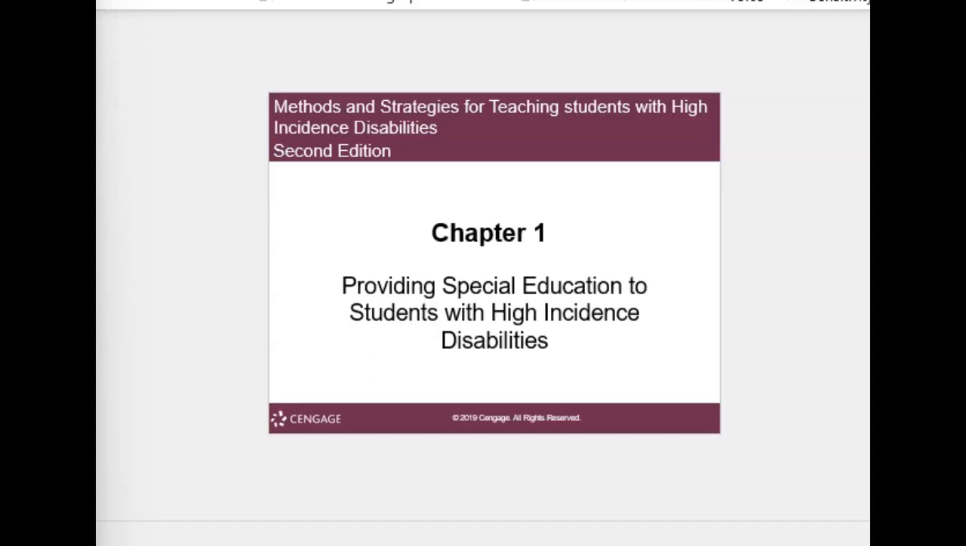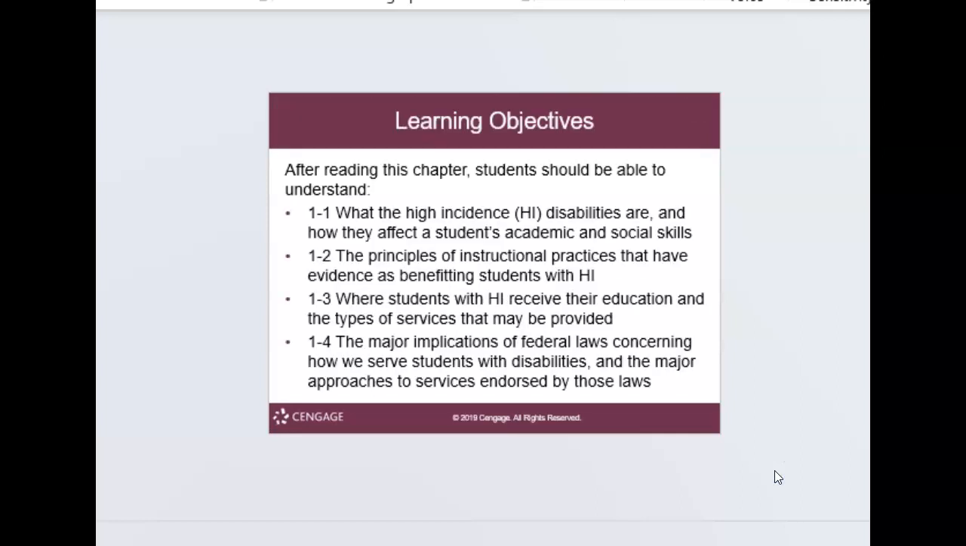This recording will cover Chapter 1 in your textbook, Methods and Strategies for Teaching Students with High Incidence Disabilities. So we're going to start off in Chapter 1, talking about providing special education to students with high incidence disabilities. Okay, so there are the objectives for the chapter.